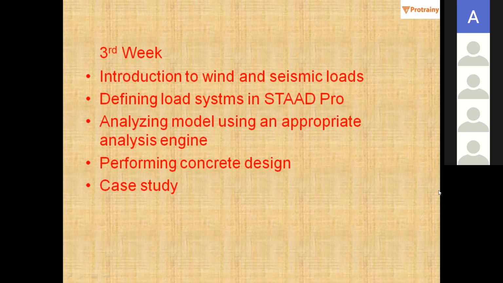Now, before moving on to STAADPRO, let's talk about manual design, because knowing manual design is important. You are not a CAD operator, you are an engineer. In AutoCAD, anyone can operate it. You don't need to be an engineer in order to operate AutoCAD. But in order to operate STAAD and get the desired output, you have to be an engineer. Not everybody can work on STAADPRO or any designing software.